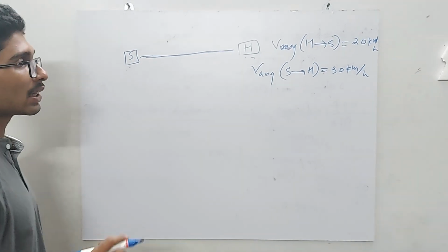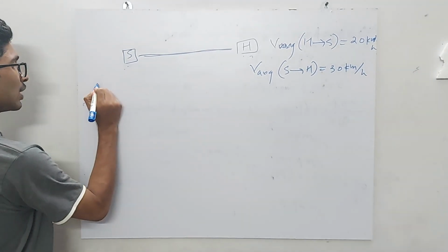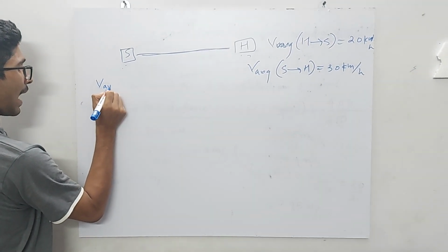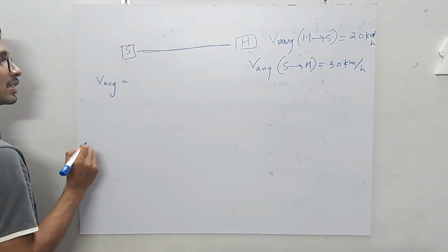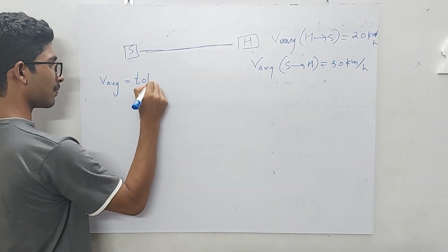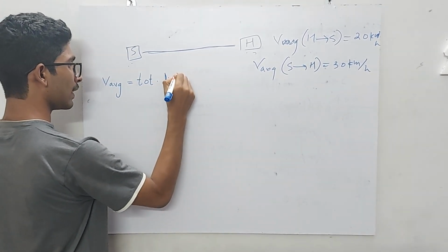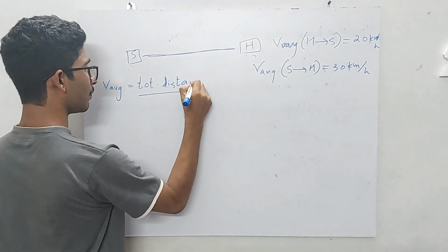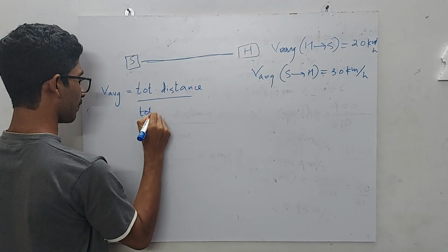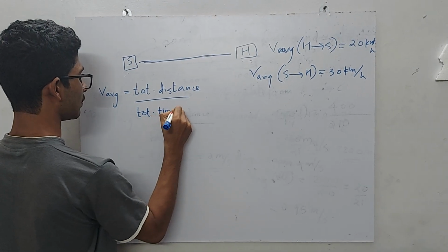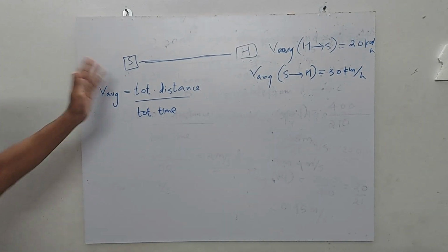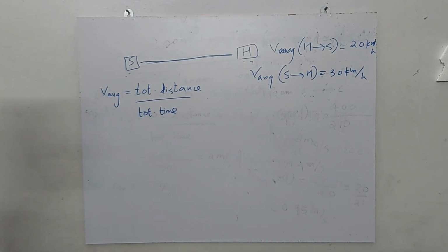Okay, so what do we say to calculate the average speed? It's very simple. What is the equation for average speed? Total distance by total time, isn't it? This is a very important equation. It seems like a very simple equation that we don't have to remember. It's like obvious.